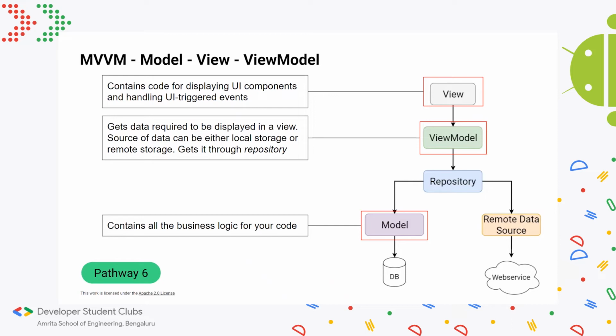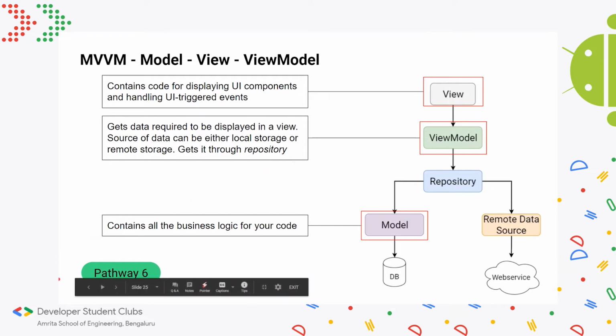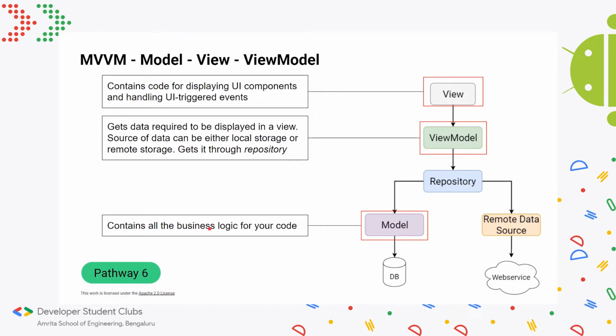And the model contains all the business logic. Business logic being the logic for deciding what data to get, or what data to limit, not to show, and what to show. I'll try to explain the role of all these three in a simple, well-known example of an app.